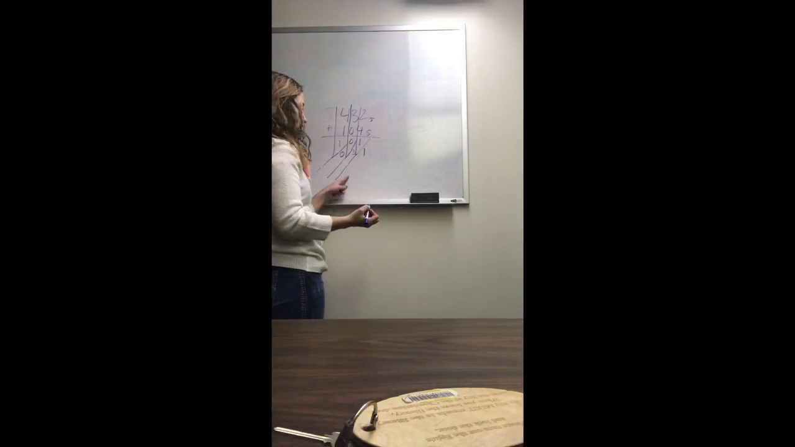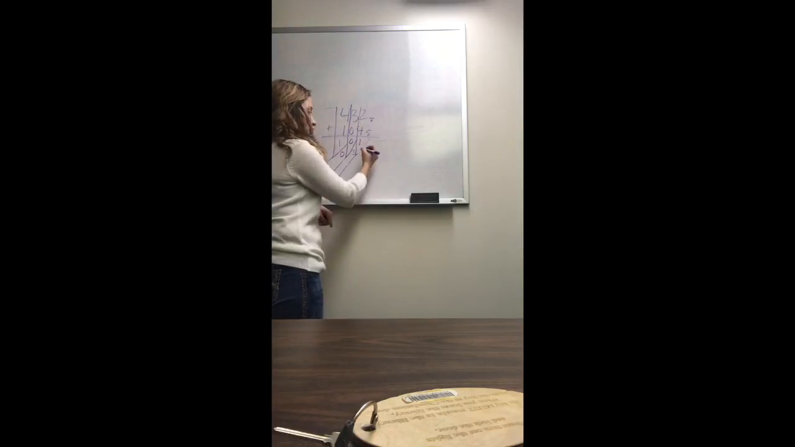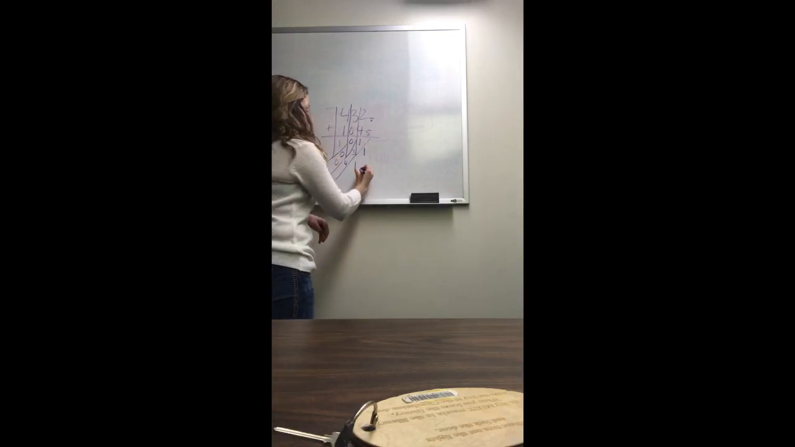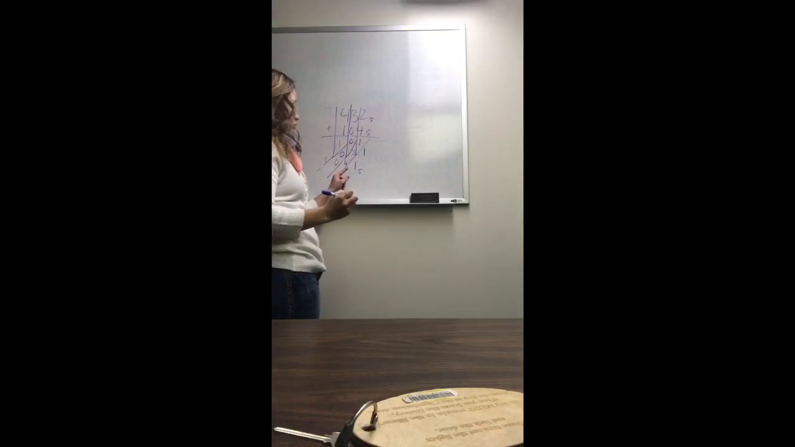Okay, so when we add, we're going to add diagonally. So 1 plus 0 is 1. 3 plus 1 is 4. 0 plus 0 is 0. And 1 plus 0 is 1. So our answer is 1041 base 5.